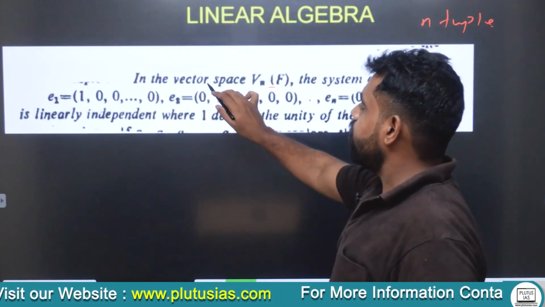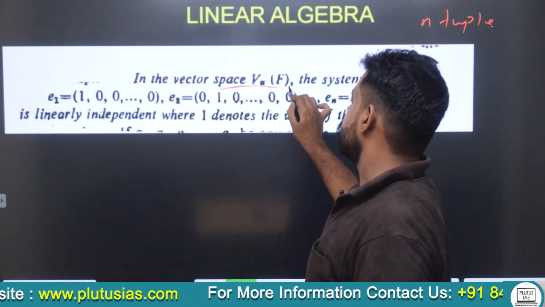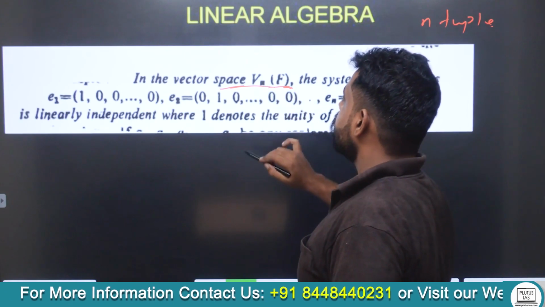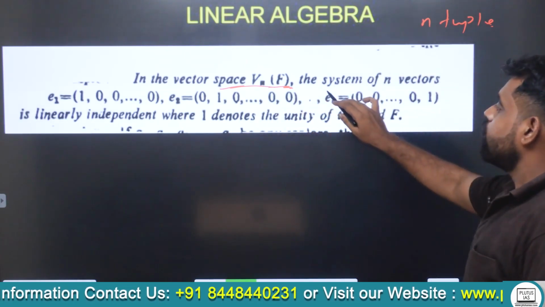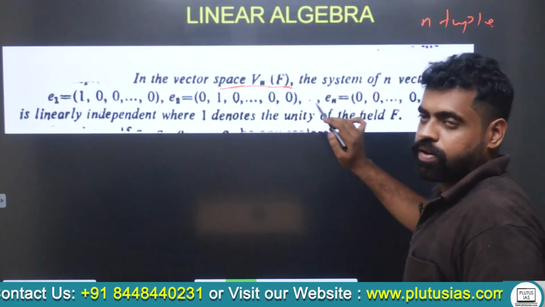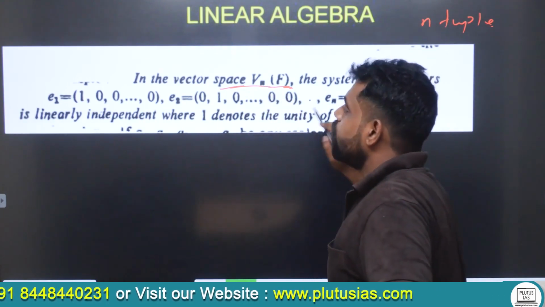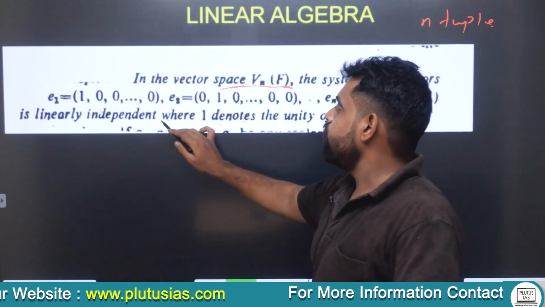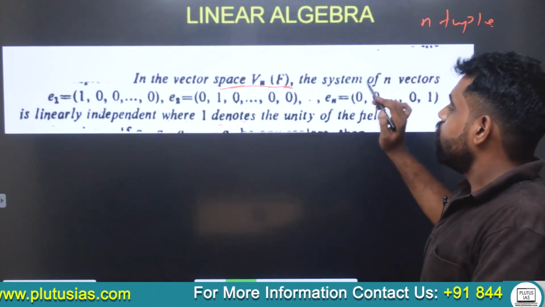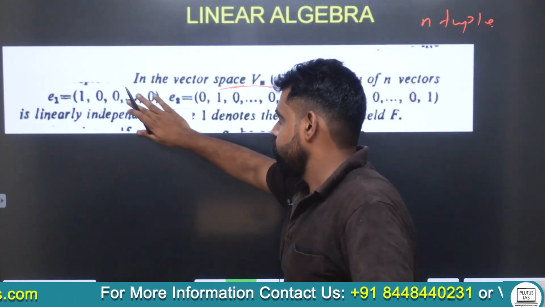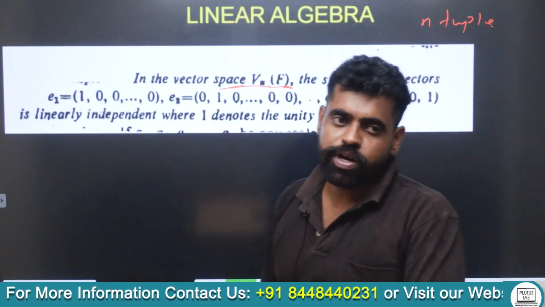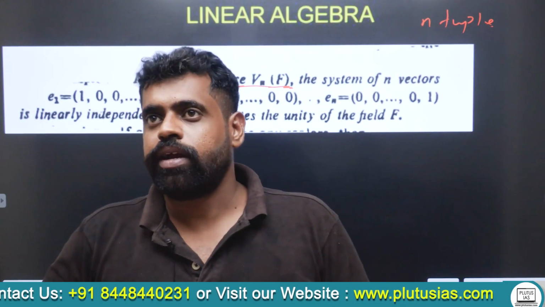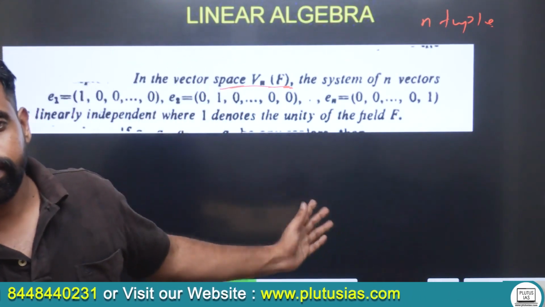Okay, it says that in any vector space V over F, the system of n vectors e1, e2, ..., en is linearly independent, where 1 denotes the unity of the field. See, 1 denotes the unity of the field. So is it linearly independent? Prove it, prove that this is linearly independent.